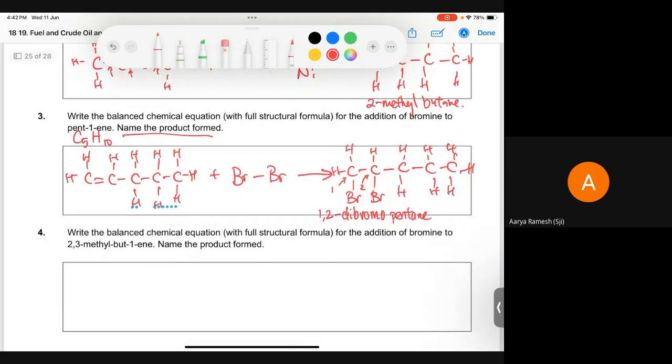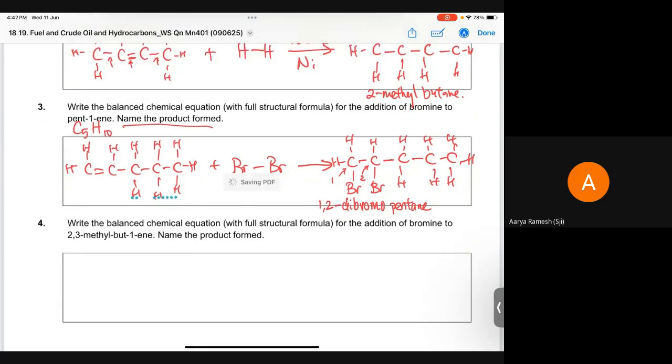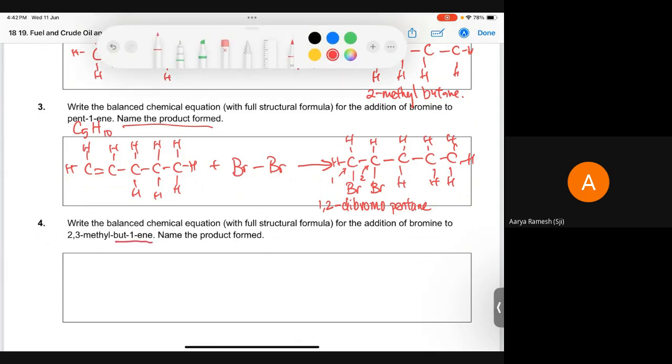Next one. Okay, so this butene. So let's draw the 2,3-dimethylbut-1-ene. So I show you. So I focus on the but-1-ene first. So I got 4 carbon. But-1-ene means that the functional group is on the first position.